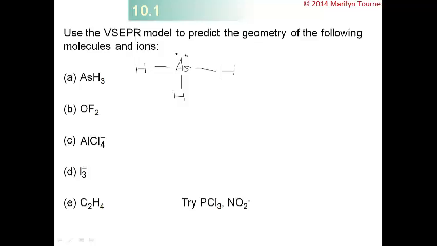What I want you to do is try the rest of these on your own. Of course, B through E are in your book, but if you notice, I gave you some extra ones like phosphorus trichloride and nitrite. So I would like you to try those as well, because if you can do those, then you're in pretty good shape, I think, for your final.